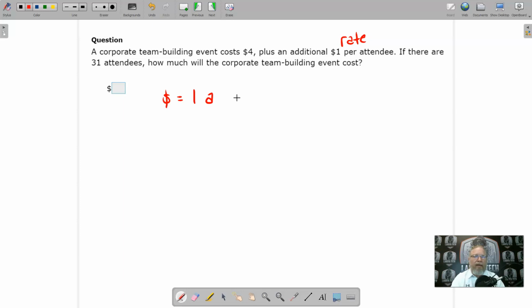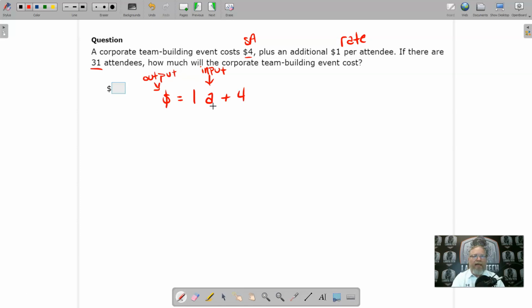And do we have a starting amount? Well, a corporate team building event costs $4 plus $1 per attendee. So we do have a starting amount. So our starting amount is 4. Now let's see what they give us. We're going to have an input here of 31 attendees. So for where we see the A for our input here, we're going to plug in 31, and that's going to give us our output here, which is dollars.